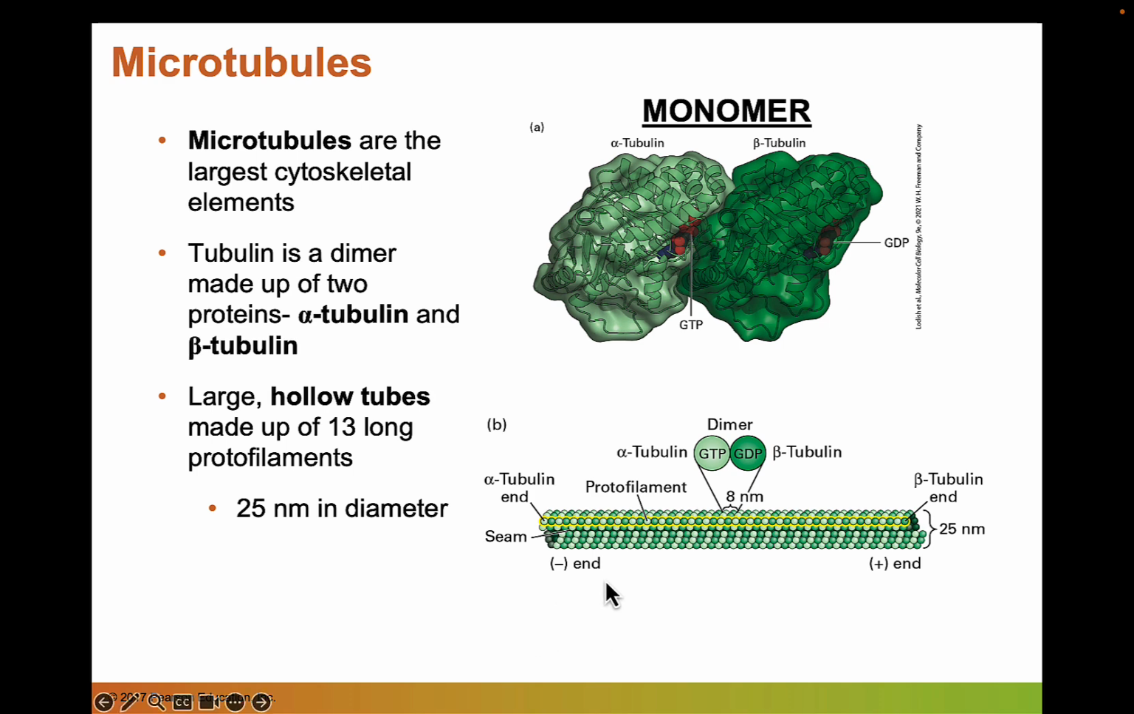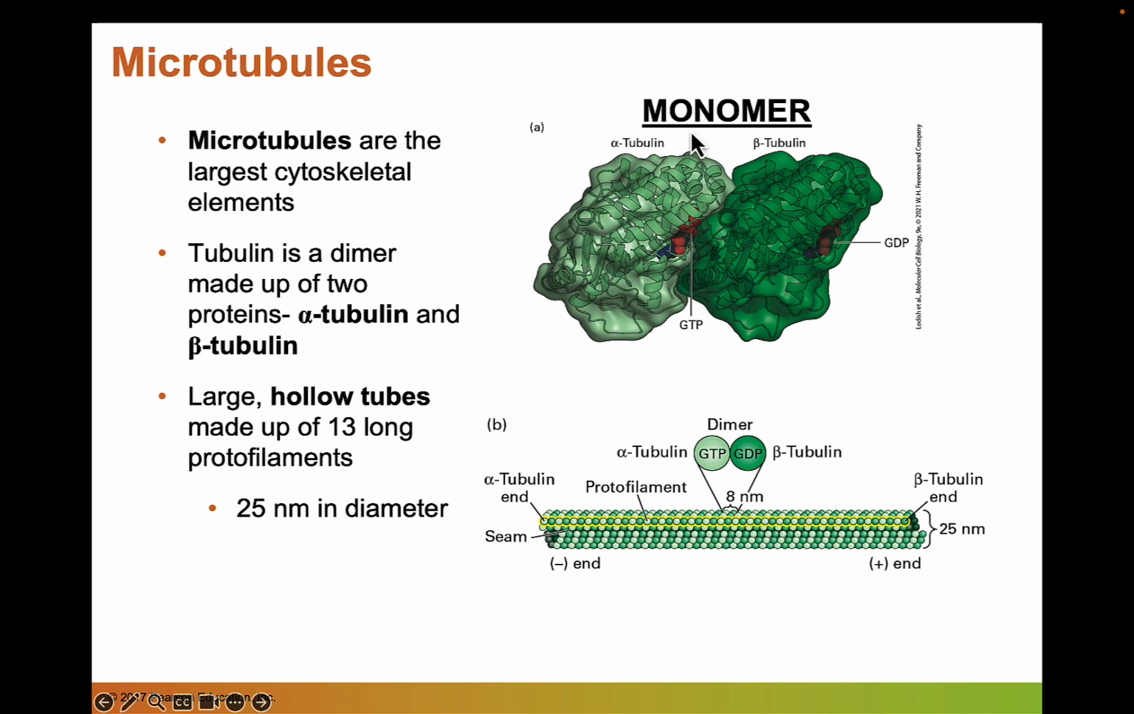So first we get a single strand of microtubules polymerizing, and we call that strand a protofilament. And then 13 of those protofilaments combine to form a tube. And that tube is 25 nanometers in diameter, so it's the largest.